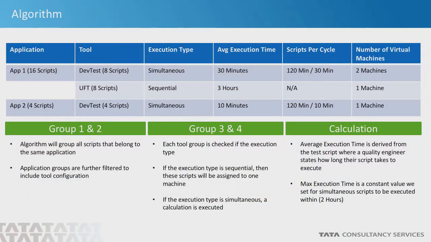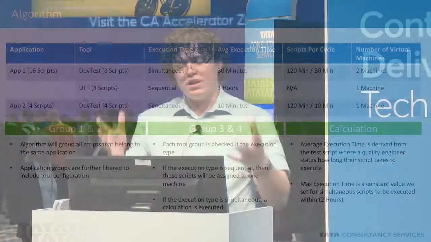So for this example here, you can see that for my application 1, for all of those 16 scripts, they execute an average of about 30 minutes. So that means that I can accompany 4 scripts per machine. So that means I got 2 machines. So after this is all said and done, we will have a total of 4 machines required for this execution.